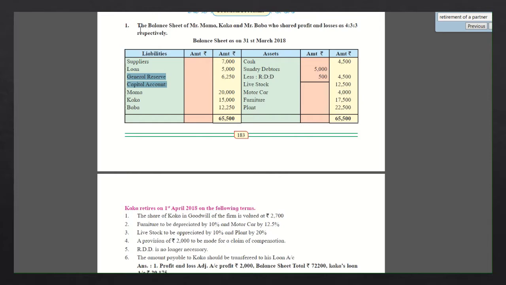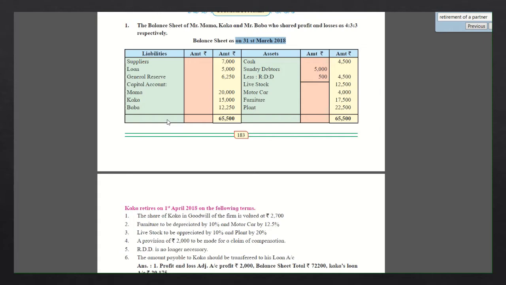So the question says the balance sheet of Mama, Kaka and Baba, who shared profit and loss in the ratio of 4:3:3, and this is the balance sheet information available to you, and the adjustments. The retiring partner is Kaka, means the second partner is the retiring partner. He is getting retired on 1st April 2018. So till the date of 31st March 2018, this is the financial position.